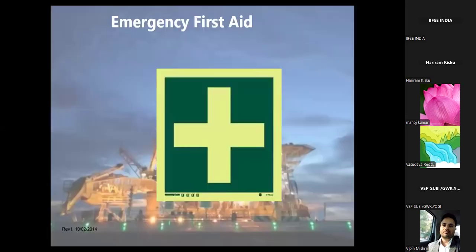I would like to ask before I start this session: how many of you can guess what the symbols of first aid are? Is there any common symbol, or are there different types of symbols for first aid? Can anyone guess?